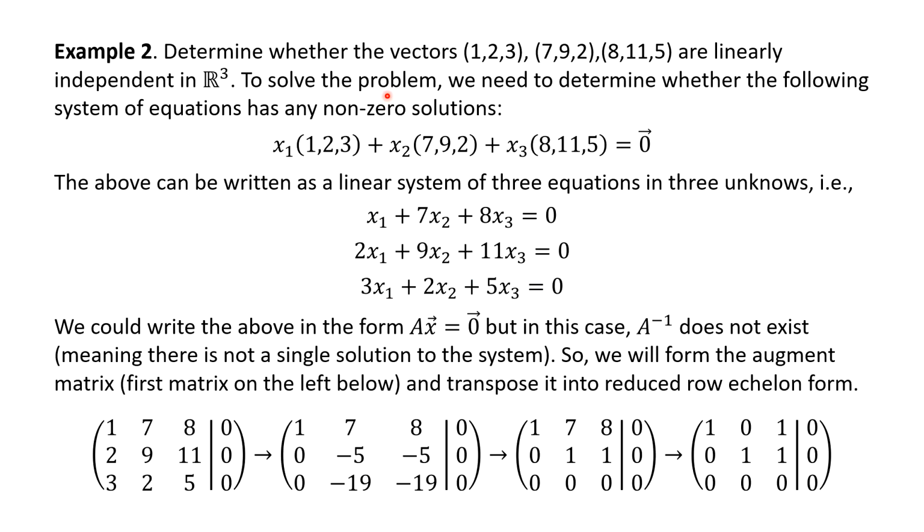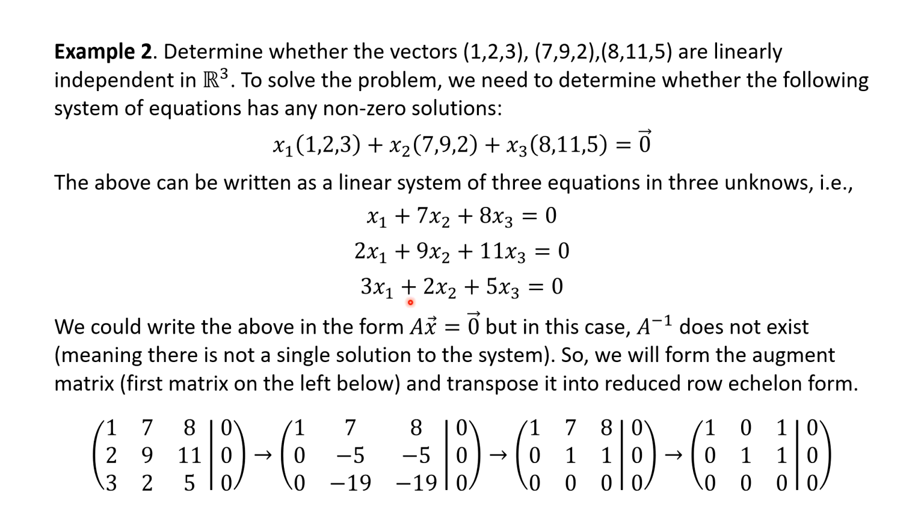In our second example, we actually have dependent vectors. So this 1, 2, 3, 7, 9, 2, 8, 11, 5 turns out to be dependent. We can start in the same way that we started in example 1, basically assuming that they are linearly independent. We set up this equation here: a linear combination of the 3 equals 0. We can write that as a system of equations.